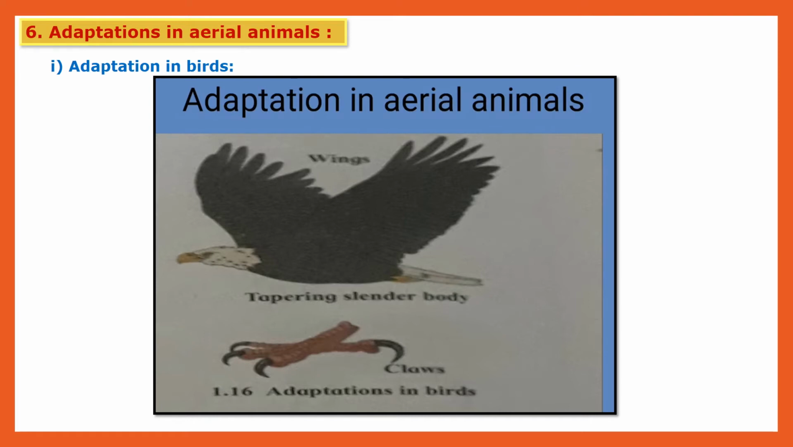And there is presence of hollow bones also, and due to the presence of air sacs and hollow bones, the weight of these birds is very less, and due to this less weight they can fly easily in the sky. So this is the adaptation in case of birds. Means their front legs are modified into wings, and there is a presence of air sacs and hollow bones. Due to that their weight becomes light and they can easily fly in the air.